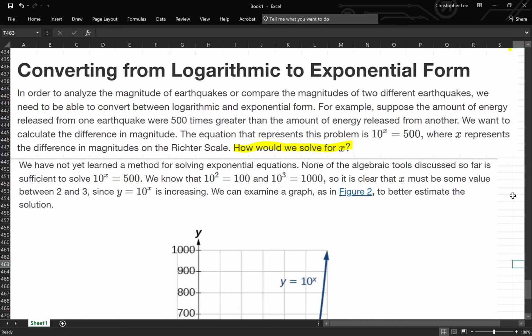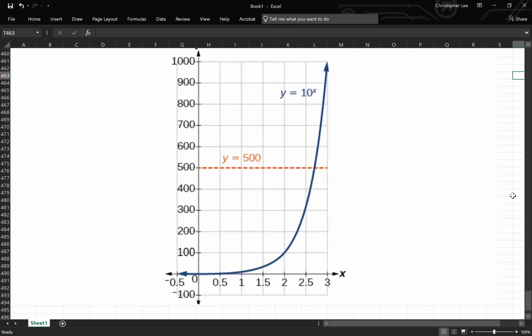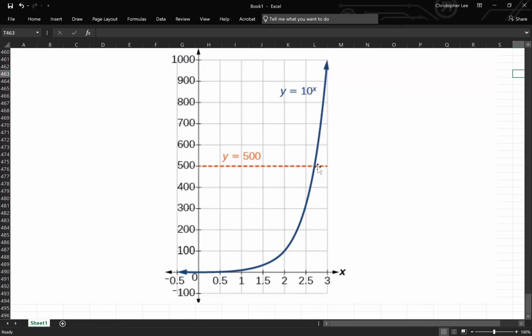We know that 10 to the second power is equal to 100, and we know that 10 to the third power is equal to 1000. 500 falls between 100 and 1000, right? So it is clear that x must have some value between 2 and 3, since y equals 10 to the x is increasing. We can examine a graph, right? As you can see right here. So we're trying to find out what is the x value for 500. We know what 2 is, that's 100, and we know what 3 is, that's 1000. But what is that value in between?